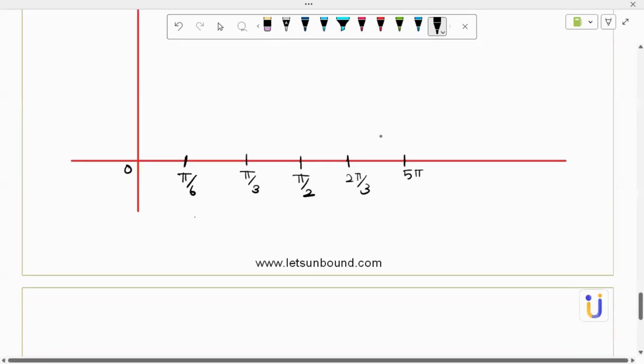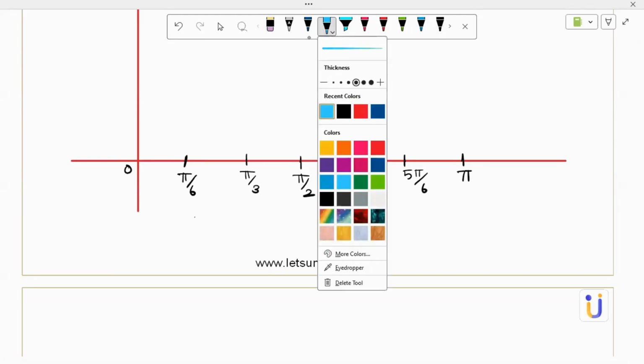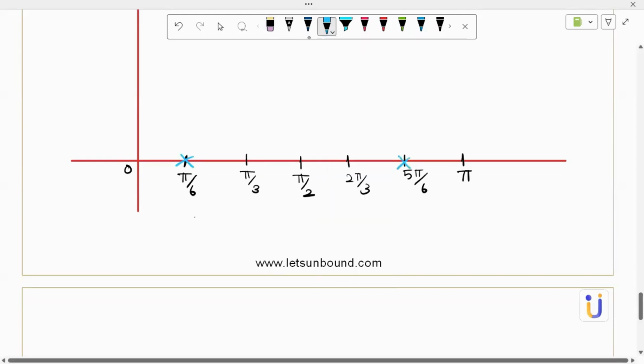5 pi by 6. And then again, if you add a pi by 6, you will stop at 1. And these points we already came across, pi by 6, 5 pi by 6. The graph will cross the x-axis. Let me make an intercept mark over there. So it will cross the x-axis. When you're drawing the graph, it should cut here.